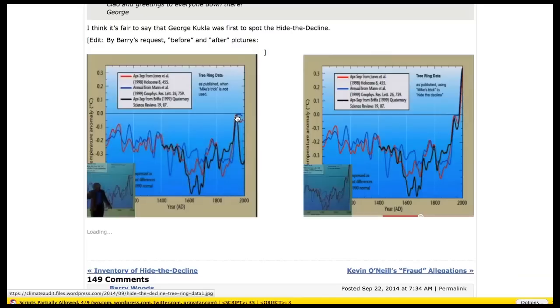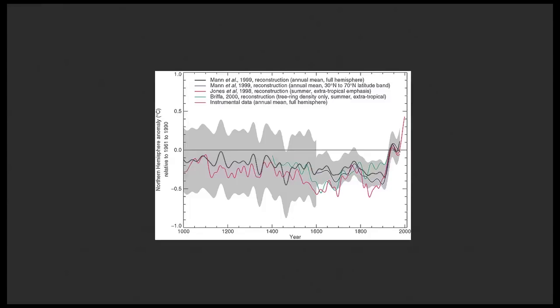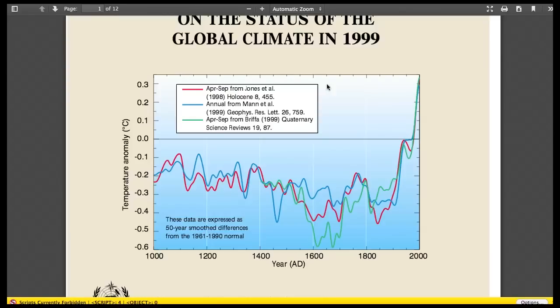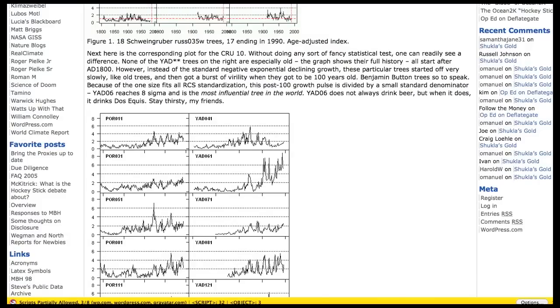So, yes, they're taking two completely different data sources and just smooshing them together without actually noting it on the publication where it appeared here. In 1999, that started the hockey stick idea and all of the nonsense that came along with it.